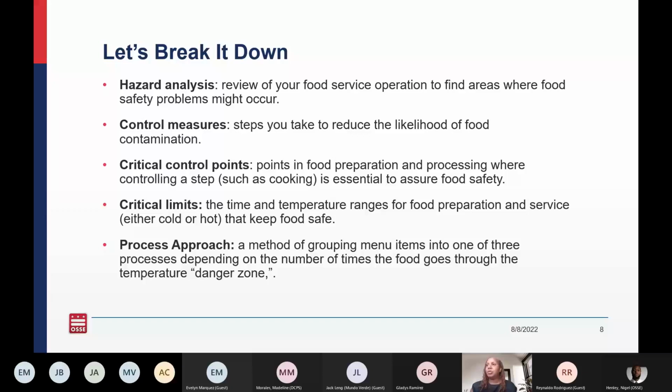So let's break it down. What does HACCP stand for? Well, HACCP is an acronym for the following terms, and we'll look at what each of those terms means individually.